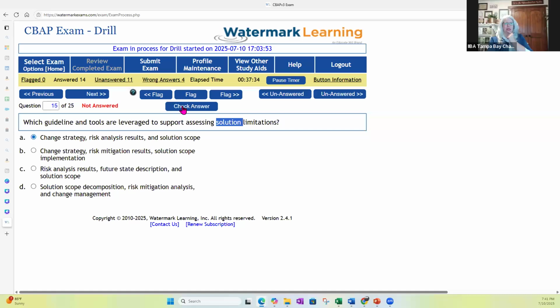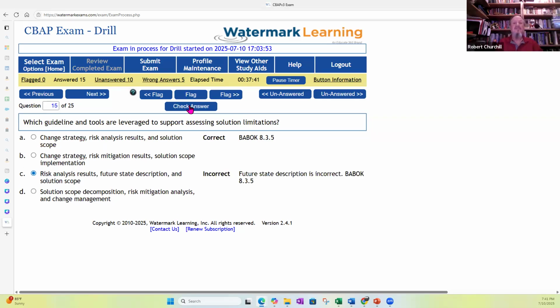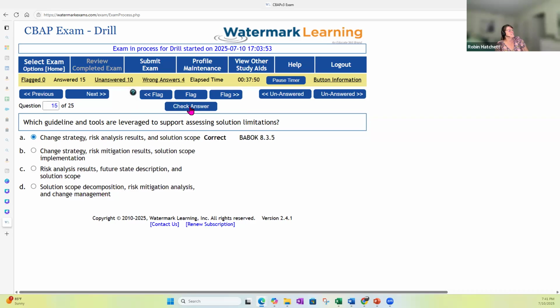Tell you what, let's test A and then let's test C. C actually makes more sense, but A is the correct answer. It's on 175 and the 6. Change strategy is what usually, I don't know, because you would think it would be more future state description, but exactly. So this is hard.